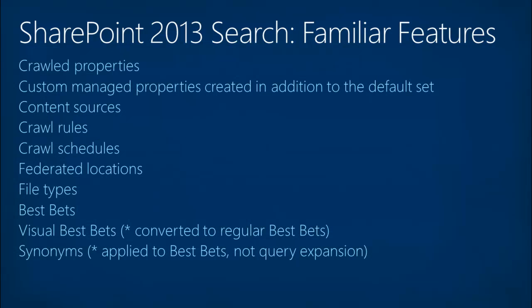These are features that correspond to something that existed previously in SharePoint 2010 or in Fast Search for SharePoint. There are a couple of caveats at the end here. You've got crawled properties still, content sources, crawl rules, crawl schedules, all of those kinds of things. I'm not going to read it for you. Down at the bottom, we've got visual best bets. They come across, this is a Fast Search for SharePoint concept for those of you who aren't familiar with them. They're converted to regular best bets, which operate differently. And synonyms, which in Fast Search for SharePoint are used for query expansion, are applied to best bets. So there's a difference in functionality there. It doesn't map one-to-one, but there's a similar, familiar feature there.